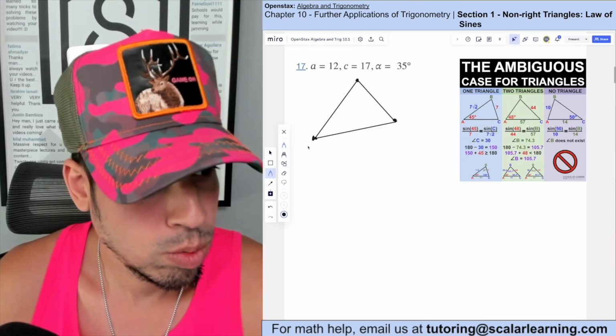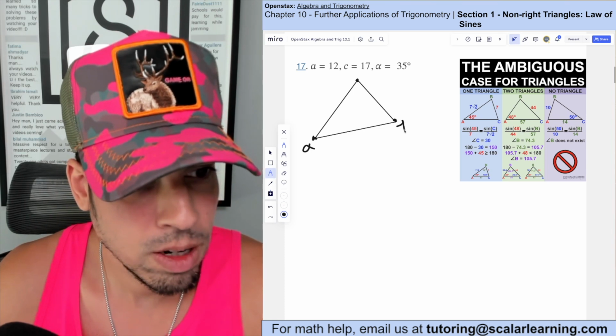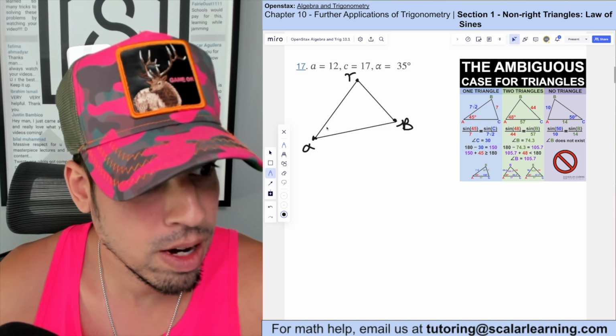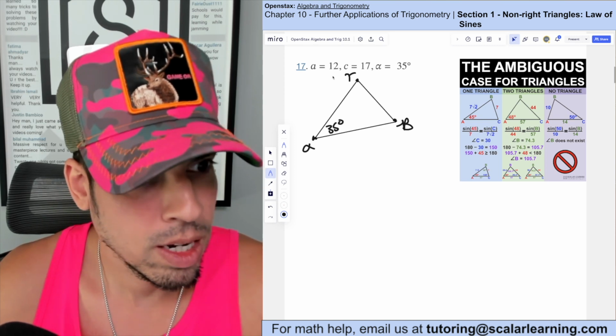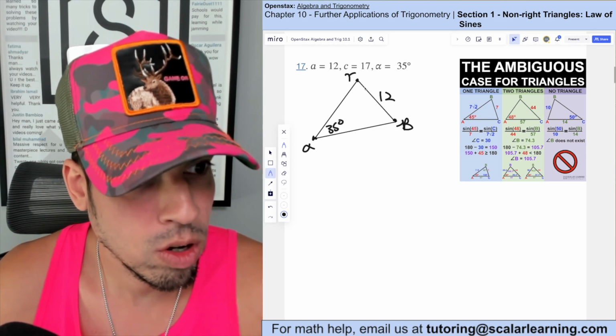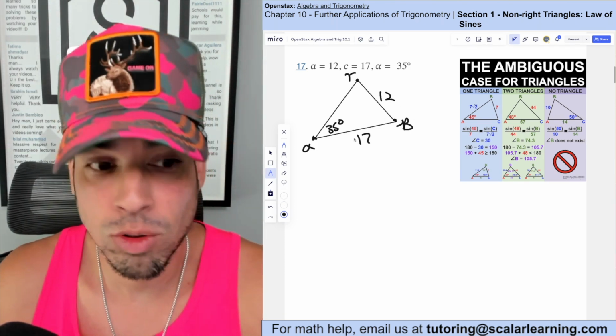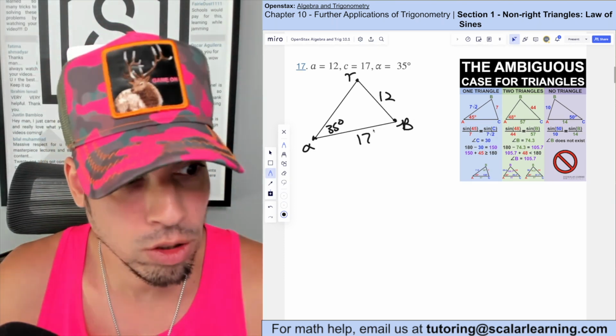Done. So for this one, we'll start by setting it up. We got alpha, beta, and gamma, and then we've got 35 is alpha, 35 degrees, and then we got A, which is opposite alpha, is 12, and C, which is opposite gamma, is 17. So again, this is another side-side angle. This could be two triangles, one triangle, no triangle, so we got to figure that out.